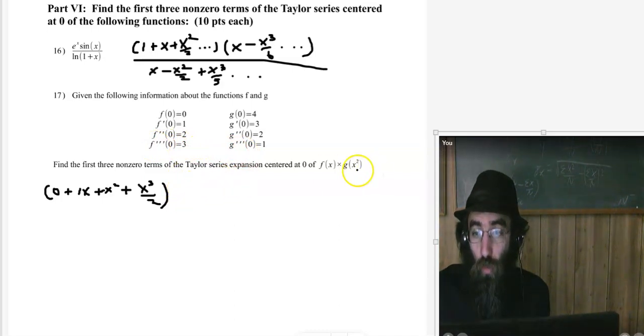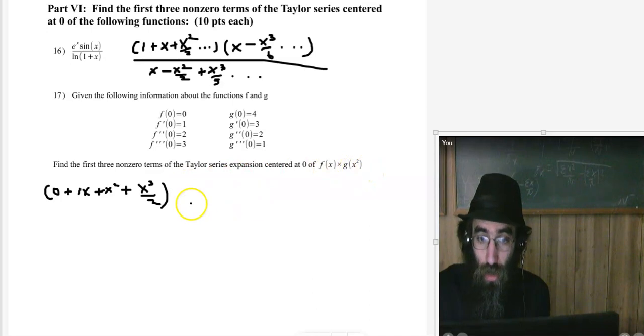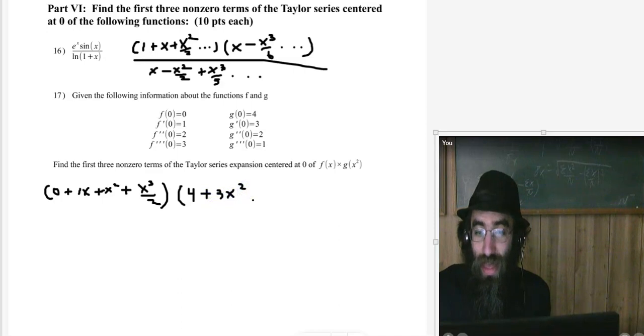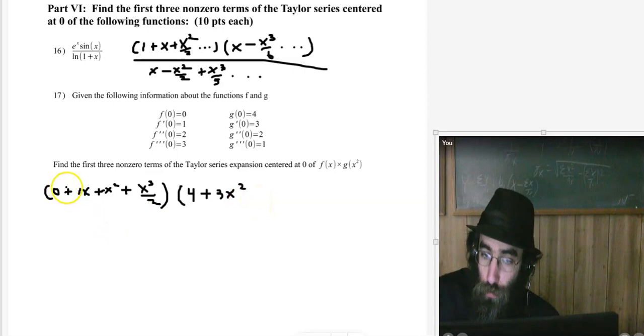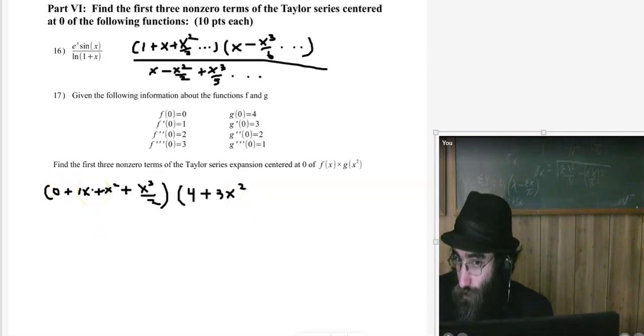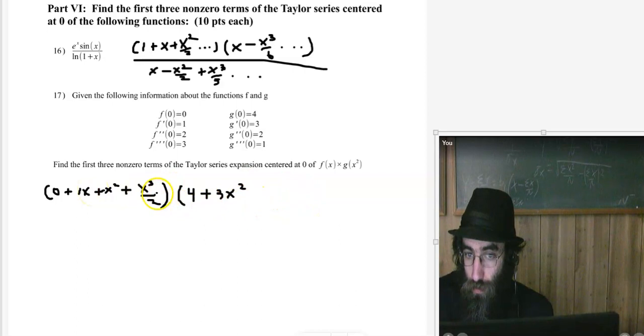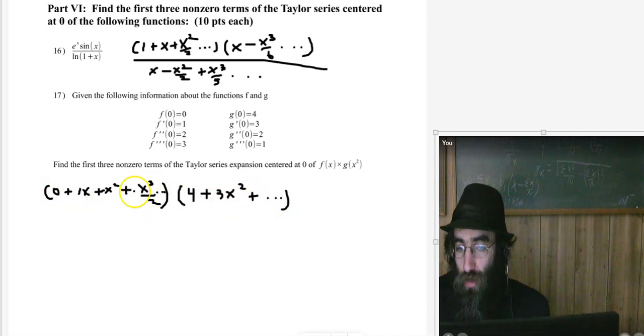Okay, now g of x squared, we're letting x squared be the variable. We're going to have 4. We're going to have plus 3x squared, and then anything after that is going to have x to the fourths in it. Those x to the fourths would be multiplied at least by x's. Perhaps I should have some dots here. But the point is, when you multiply these out, right, whatever's x to the fourth or higher, we don't care about.